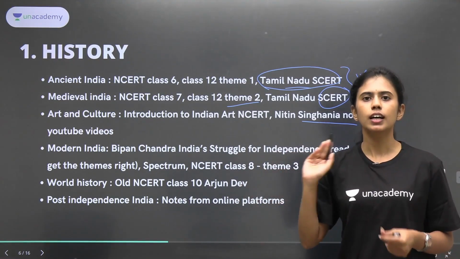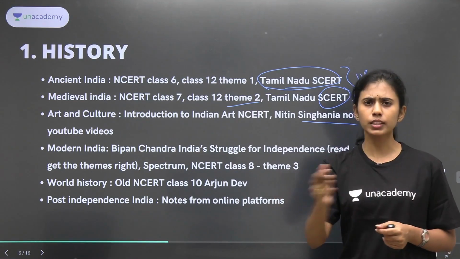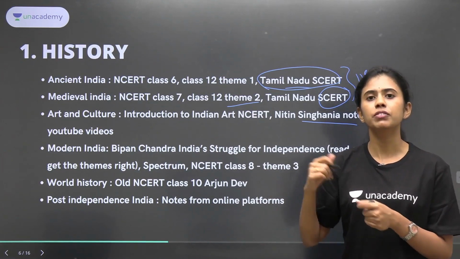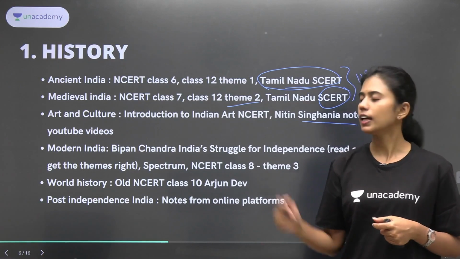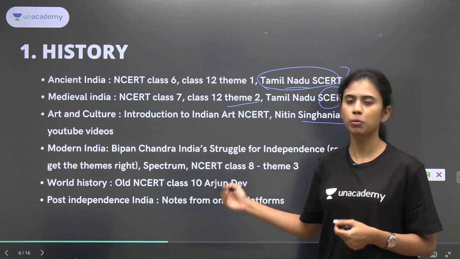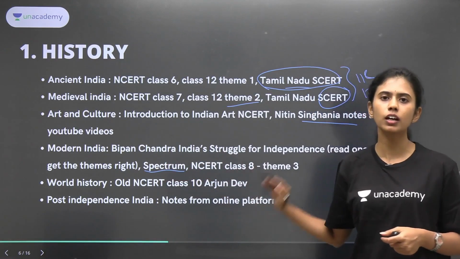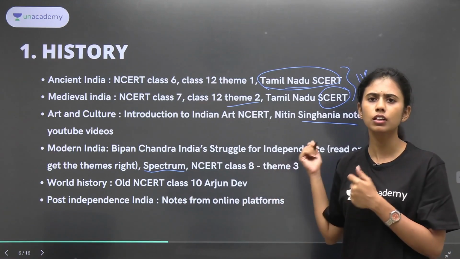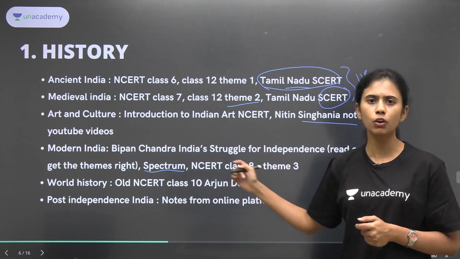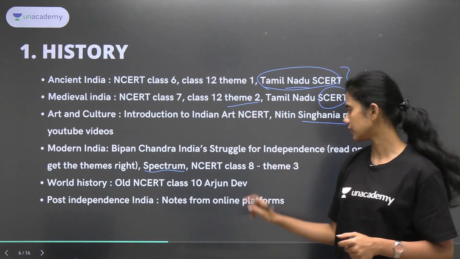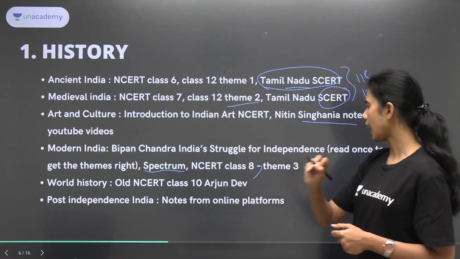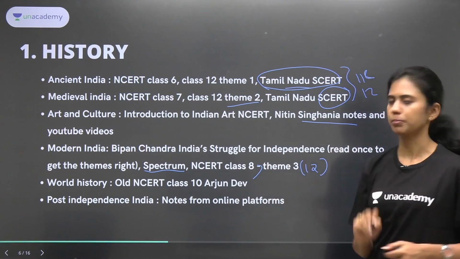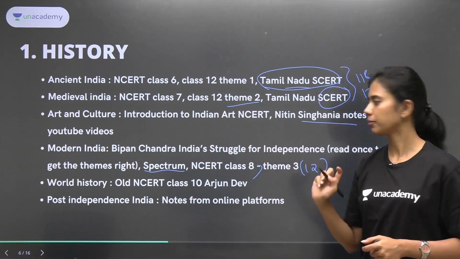Reading it once gave me a lot of perspectives. It put the timeline in place, and it made the various events that led to a lot of other pivotal moments in history very clear in my head. And then what I repeatedly used for modern India was the Spectrum Publications Modern India book, which again I think is one of the most important reference sources for modern India. I also did the NCERT class 8 and theme 3 of class 12. So this was done for modern India.